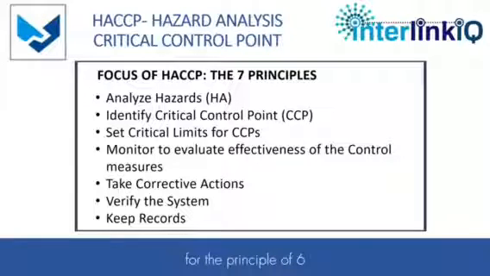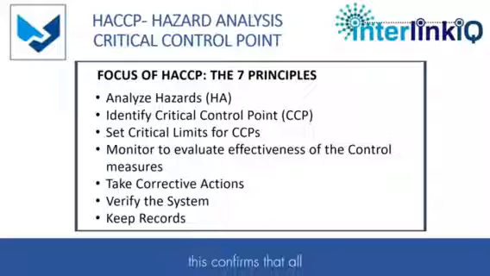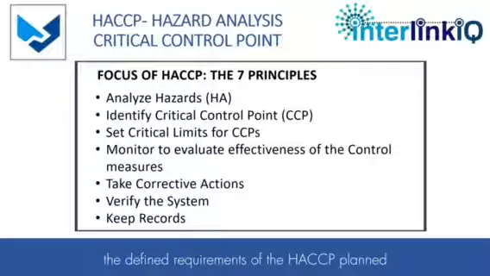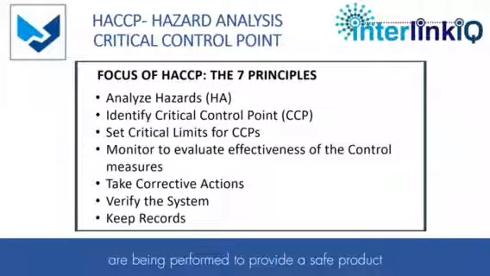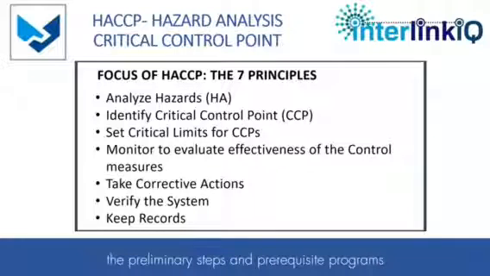For the Principle 6, this is now where we are establishing the procedures for verification. This confirms that all the defined requirements of the HACCP plan are being performed to provide a safe product. So how do we verify? We review the consumer complaints that relate to food safety. We evaluate the end product. We do in-process testing. We review the HACCP records. And we verify the preliminary steps and prerequisite programs.